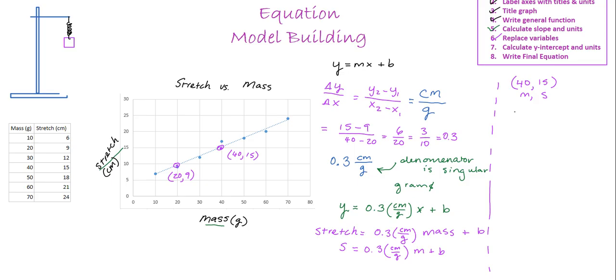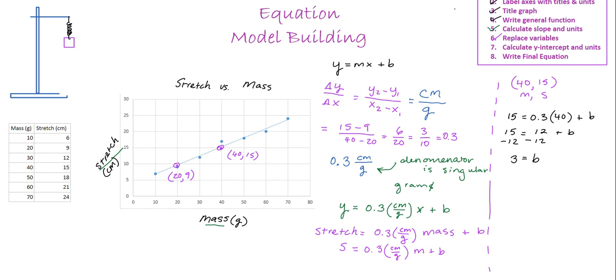So my stretch is 15 equals 0.3 centimeters per gram. I'm going to leave the units out for right now. The mass is 40, and then I'm going to put plus B. B is what I'm actually solving for. So I have 15 equals 0.3 times 40, which is 12, plus B. To get B by itself, I'm going to subtract 12 from both sides, and 15 minus 12 leaves me with 3. So I see my y-intercept is 3.